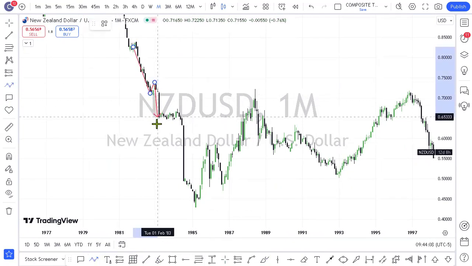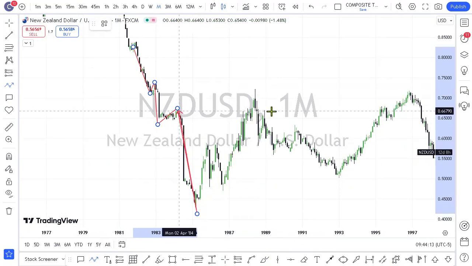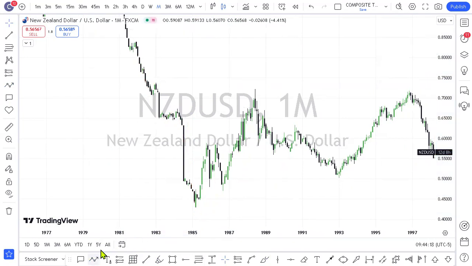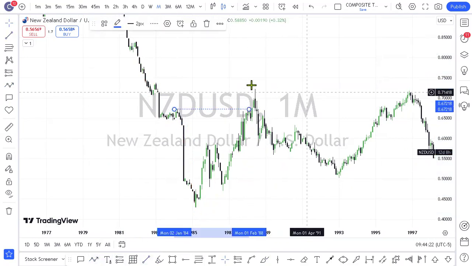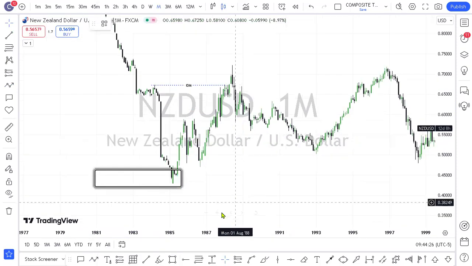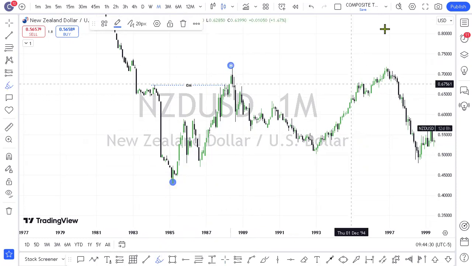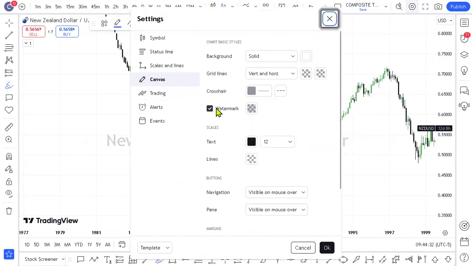So the first pullback, yeah, and this was the pullback that created all this push to the downside. So once we take out this level, this will be our major inducement as per this structure, as you can see here, right? For this one, I just mark it as an inducement because it's the beginning. This is a lower low, this is a lower high. Allow me to remove the watermark there.